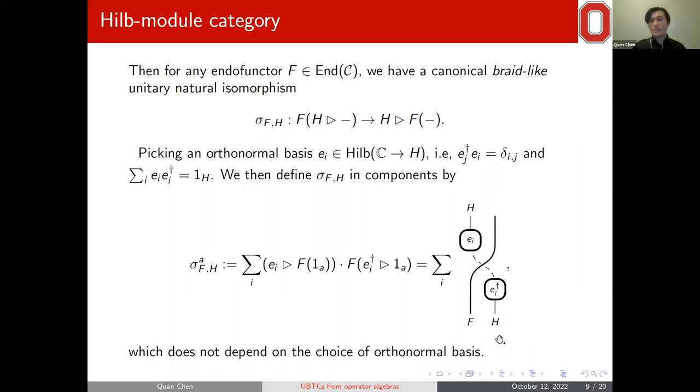If you have another orthonormal basis, maybe epsilon_j, then you put epsilon_j and epsilon_j dagger here. Then e_i dagger epsilon_j is in C, so you can move this to the top. Sorry, the dashed line is the complex number. We know that a complex number acts on the object by the trivial action. Then you can move this thing to here, and absorb e_i and e_i dagger. So really this construction doesn't depend on the choice of orthonormal basis. So far so good.